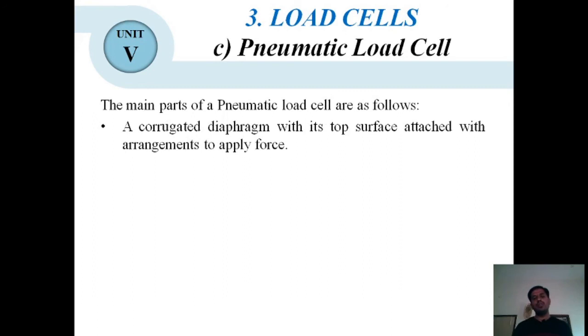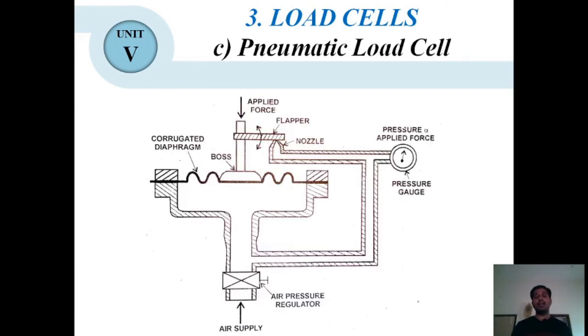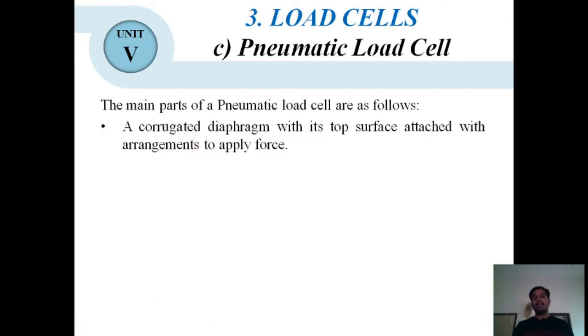So here also we are using a diaphragm, a corrugated diaphragm. Why are we calling it a corrugated diaphragm? Because it has these bulges in its profile. If a diaphragm has this profile, we call it a corrugated diaphragm. If it has a flat surface, then we call it a flat diaphragm. So a corrugated diaphragm with its top surface attached to an arrangement to apply the force.